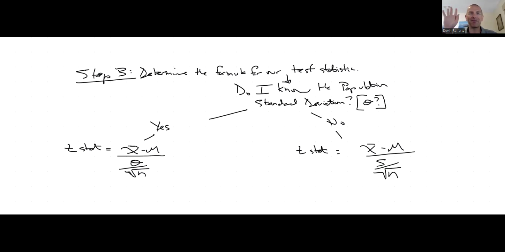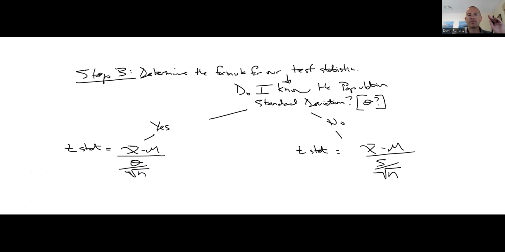This step should take us half a second, if that. So in other words, all we're saying is, all right, what am I going to use? What's my formula for my test statistic? Do I know the population standard deviation? Yep, I do. Oh, okay. Well, then this is my formula. Or you say, all right, time to get my test statistic formula out. Do I know the population standard deviation? No. Oh, okay. Well, this is my formula.